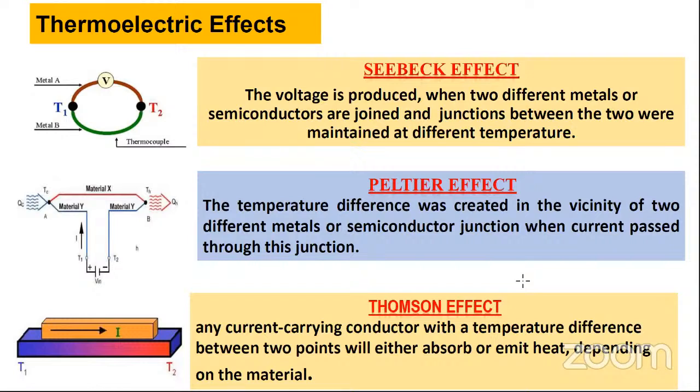So in the Seebeck effect, the voltage is produced when two different metals or semiconductors are joined, and the junction between these two is maintained at a different temperature. The Peltier effect is the reverse effect of the Seebeck effect. And in the Thomson effect, any current carrying conductor with a temperature difference between two points will either absorb or emit heat depending upon the material. So these thermoelectric devices are based on these three effects.